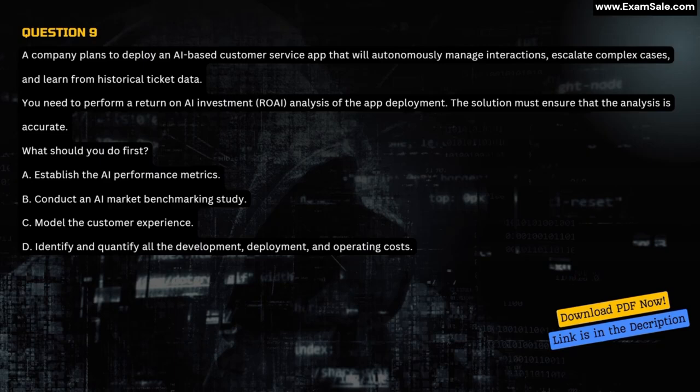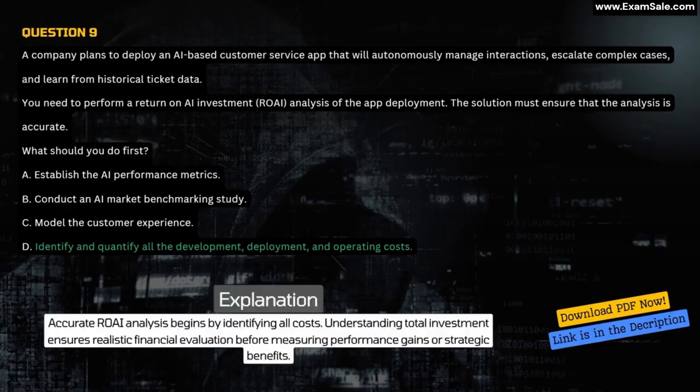A. Establish the AI performance metrics. B. Conduct an AI market benchmarking study. C. Model the customer experience. D. Identify and quantify all the development, deployment, and operating costs. Correct answer D. Identify and quantify all the development, deployment, and operating costs. Explanation: Accurate ROI analysis begins by identifying all costs. Understanding total investment ensures realistic financial evaluation before measuring performance gains or strategic benefits.